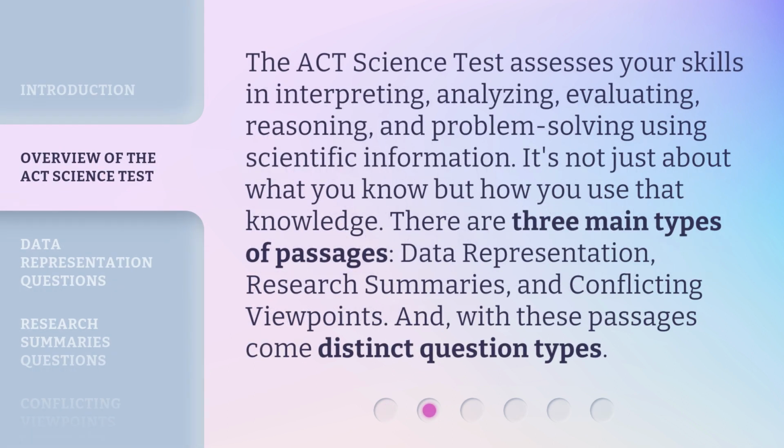The ACT Science Test assesses your skills in interpreting, analyzing, evaluating, reasoning, and problem-solving using scientific information. It's not just about what you know but how you use that knowledge. There are three main types of passages: data representation, research summaries, and conflicting viewpoints. And, with these passages come distinct question types.